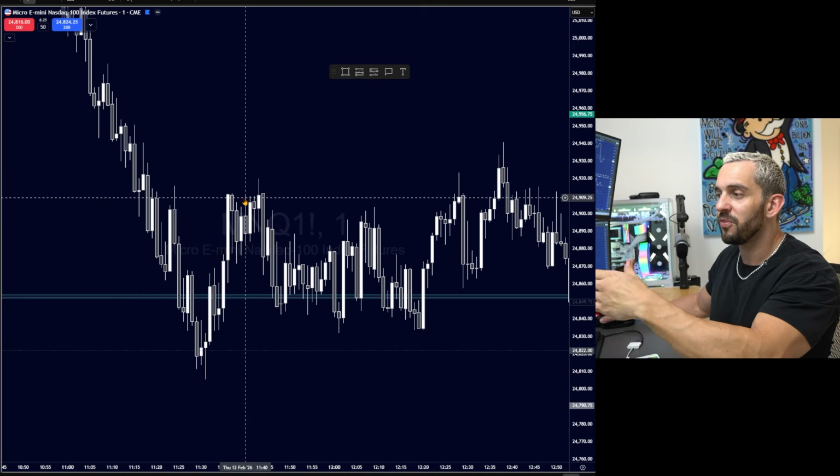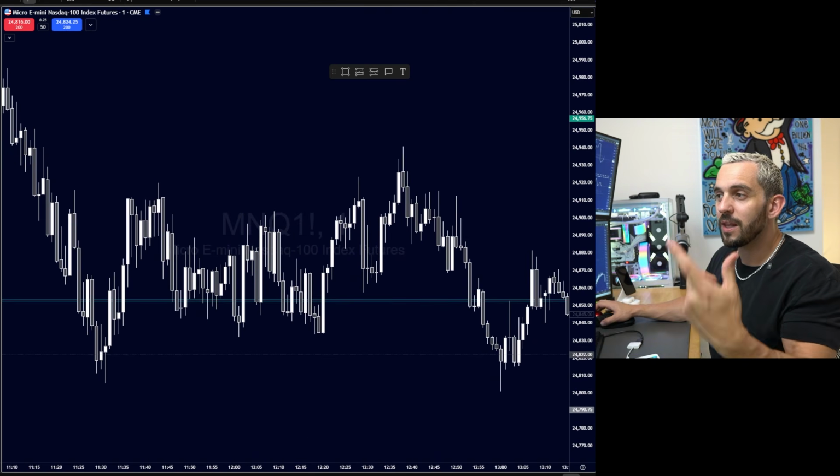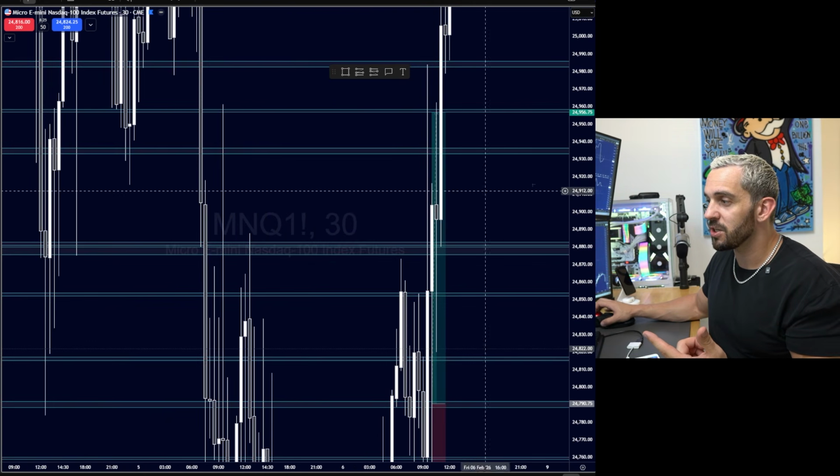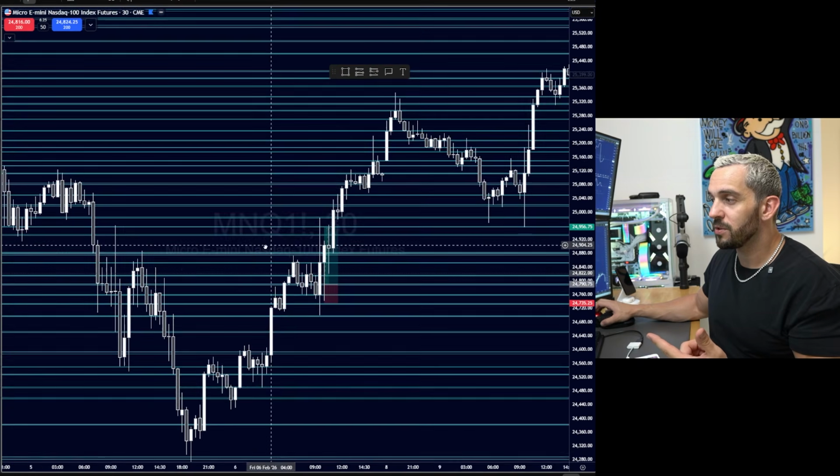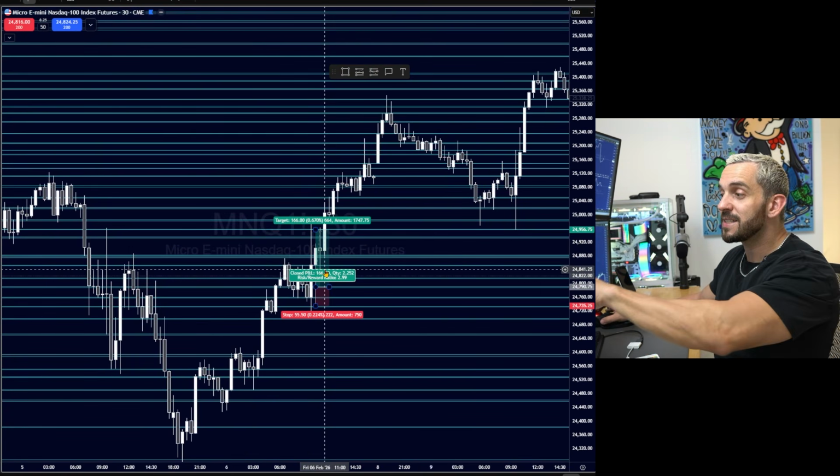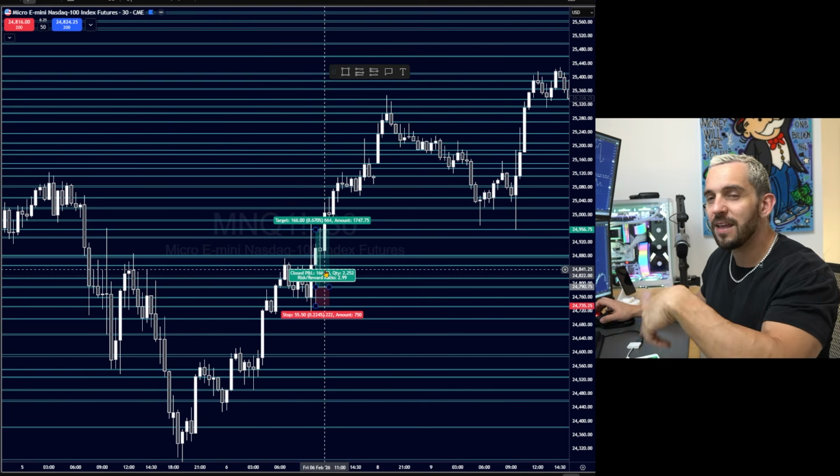What I ended up doing to deal with this problem is, while I was journaling, I would take a second screenshot of the higher time frame. So I would zoom out and I'd be able to see what it looks like on the higher time frame and the lower time frame.